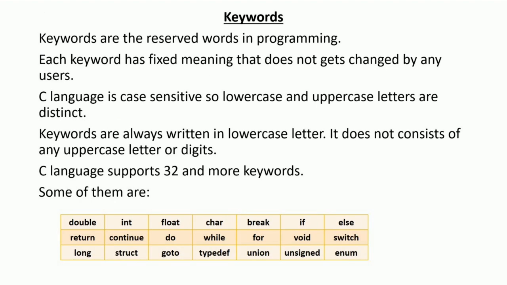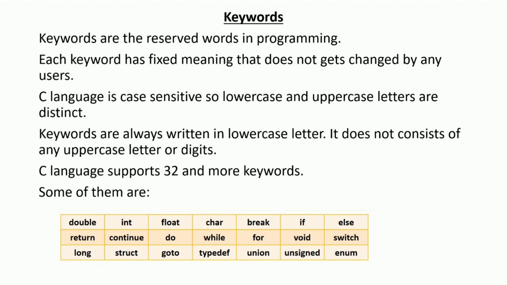Okay, moving further towards keywords. Now, what are keywords? In C language, keywords are the reserved words in programming. Not only in C, but in every language, there are certain words that are reserved and have a particular purpose and meaning. Each keyword has a fixed meaning that does not get changed by any user. So, you cannot reinterpret that keyword.